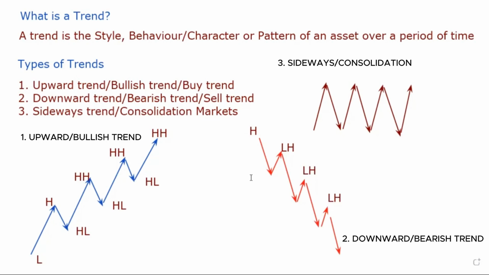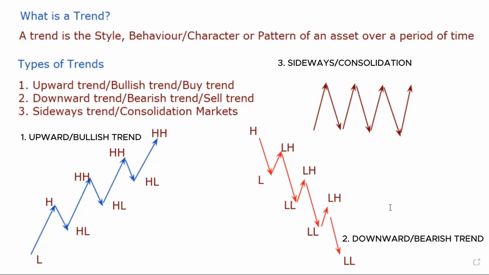So then here is going to be a low, here is going to be a lower low, here is going to be a lower low. The same thing, here is going to be a lower low. So the character of a downtrending market is that it keeps creating lower lows and lower highs.